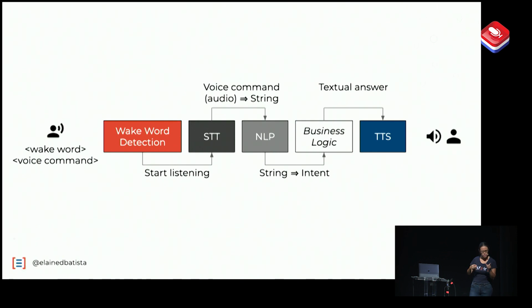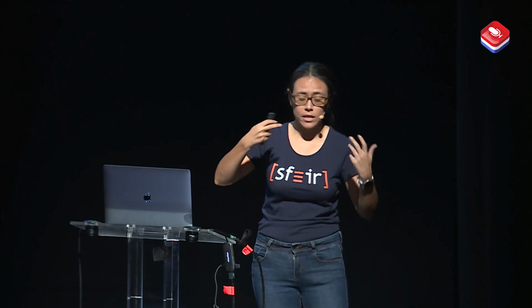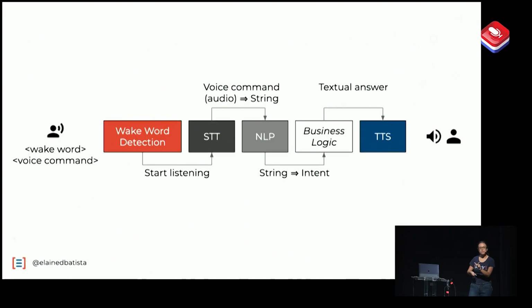This string can then be used inside a machine learning process that will basically transform this string into intents, entities, basically parameters that we as developers can use in order to calculate our answer, do our business logic, and then calculate the textual answer that will also be a string. And then through the final block there, the text-to-speech will transform this text, this string, into audio that will be given back to the user.